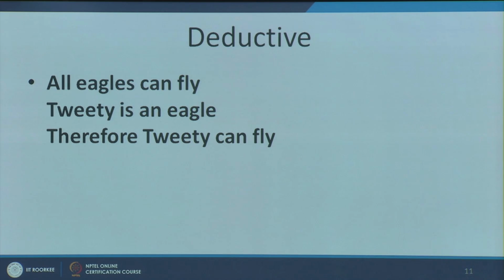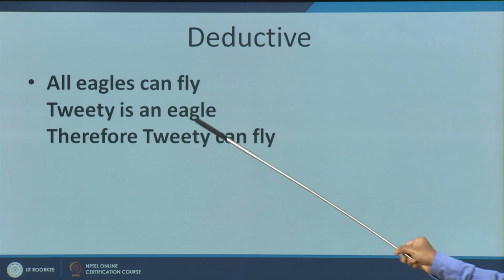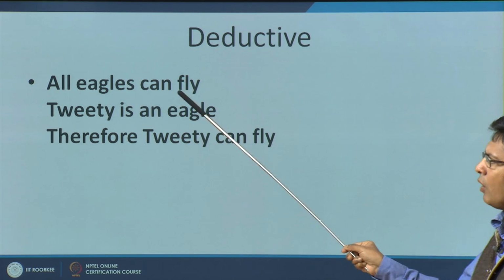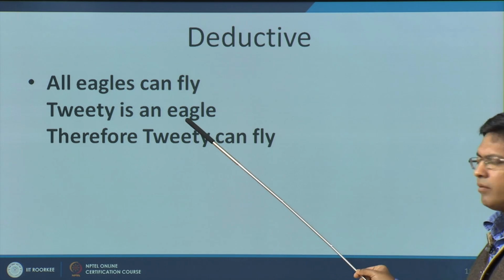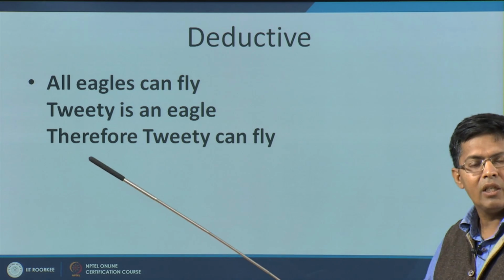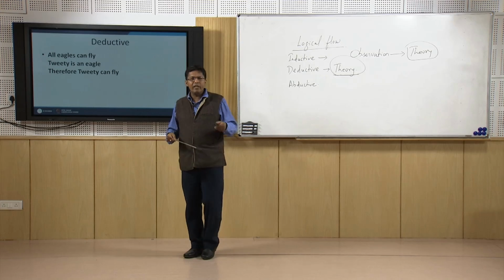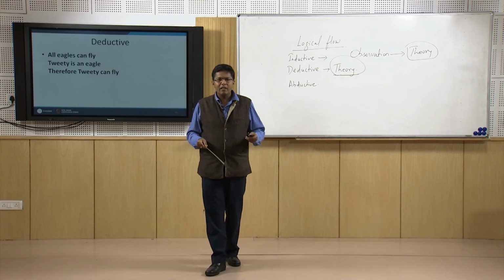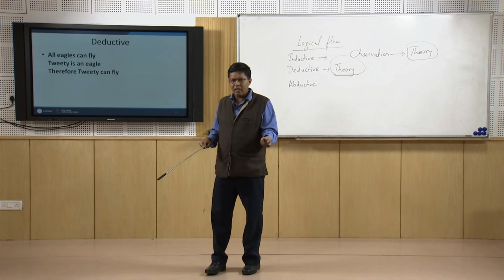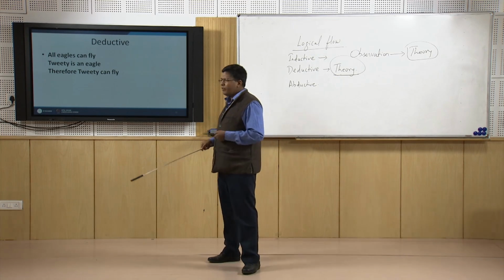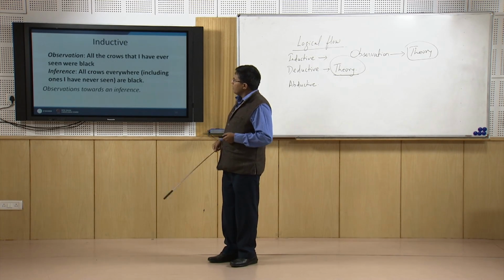Now, let us take one more example. All eagles can fly. Tweety is an eagle. So, therefore, Tweety can fly. So, we are deducing from the statement that all eagles can fly, Tweety is an eagle, so Tweety can fly. So, we are deducing it.